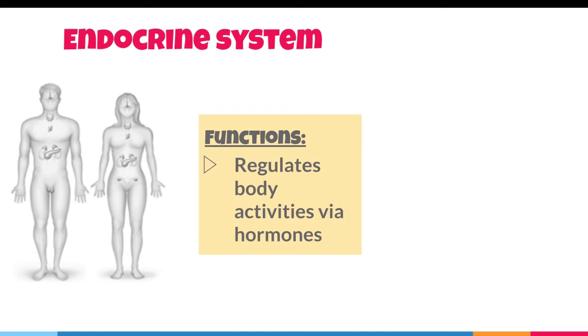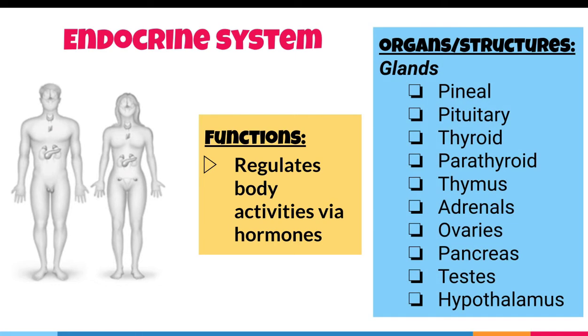The endocrine system regulates our body's activities via hormones. So these are our little chemical messengers that get sent out. There are many glands, and these are the main structures. So we have the pineal gland, the pituitary gland, thyroid gland, parathyroid, thymus, the adrenals, there's 2 of them, ovaries, pancreas, testes, and hypothalamus. These are the main glands.